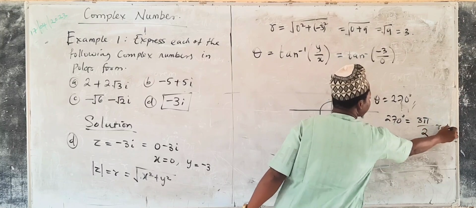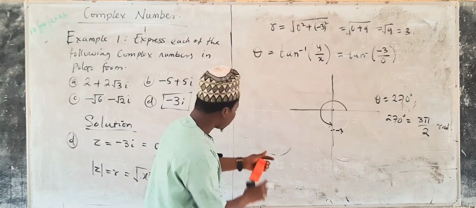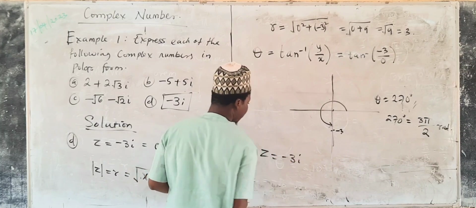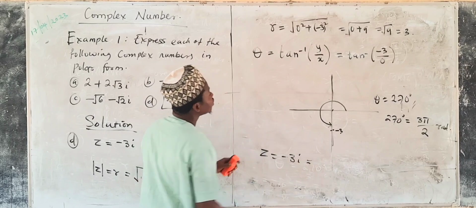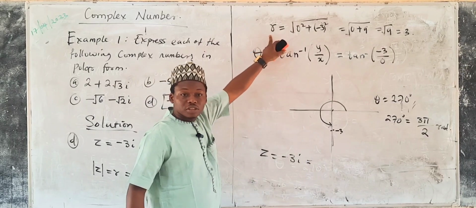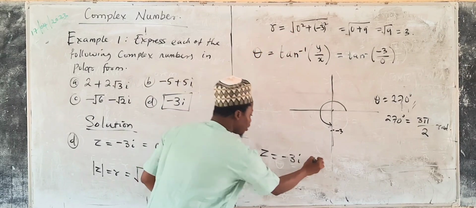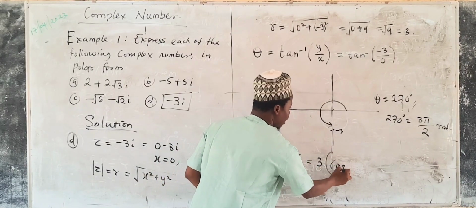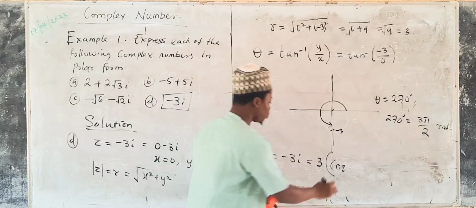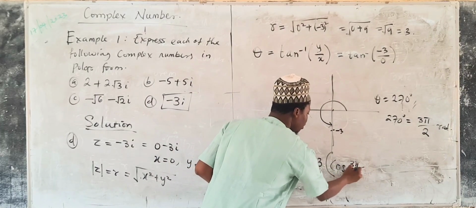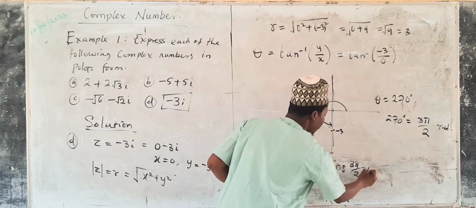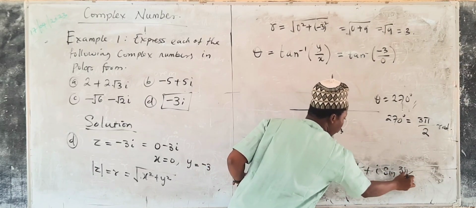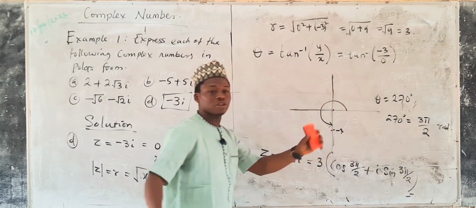This is in radian. So therefore, the complex number z equal to minus 3i is the same thing as, our modulus is 3, so we have 3 open bracket cos of 3 pi over 2 plus i sine of 3 pi over 2. So this is your final answer.